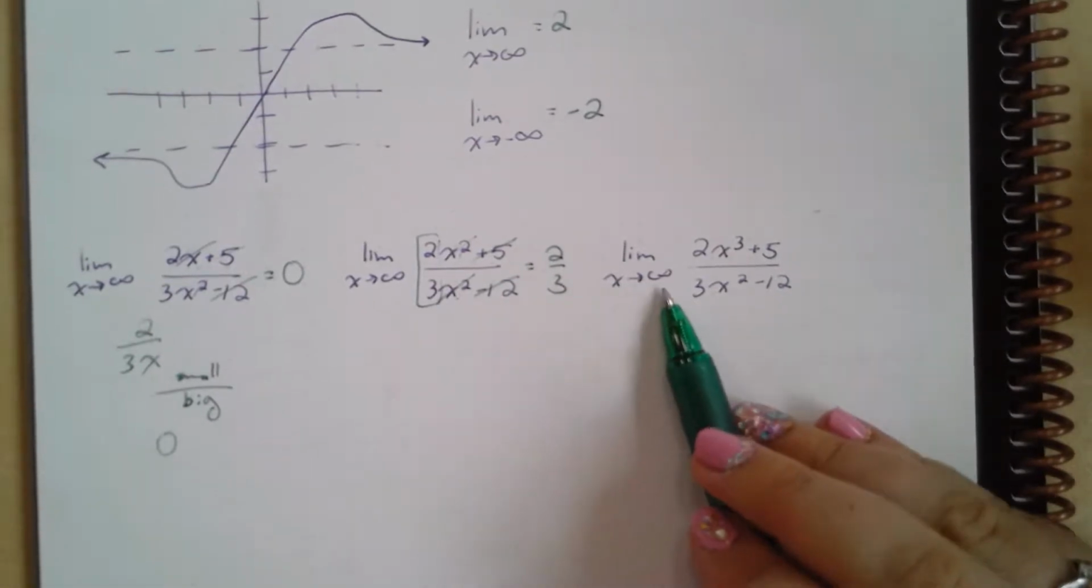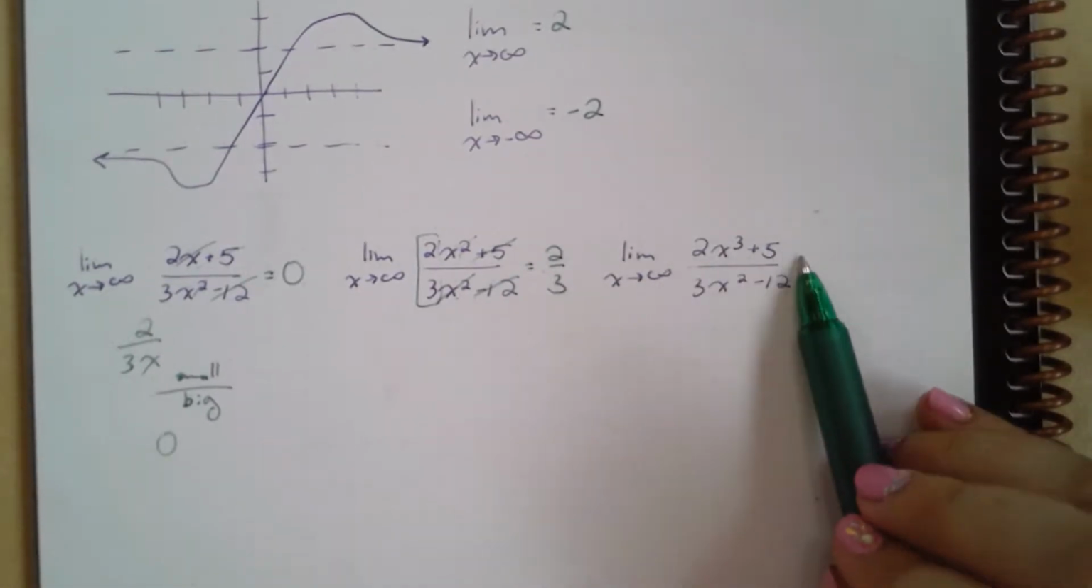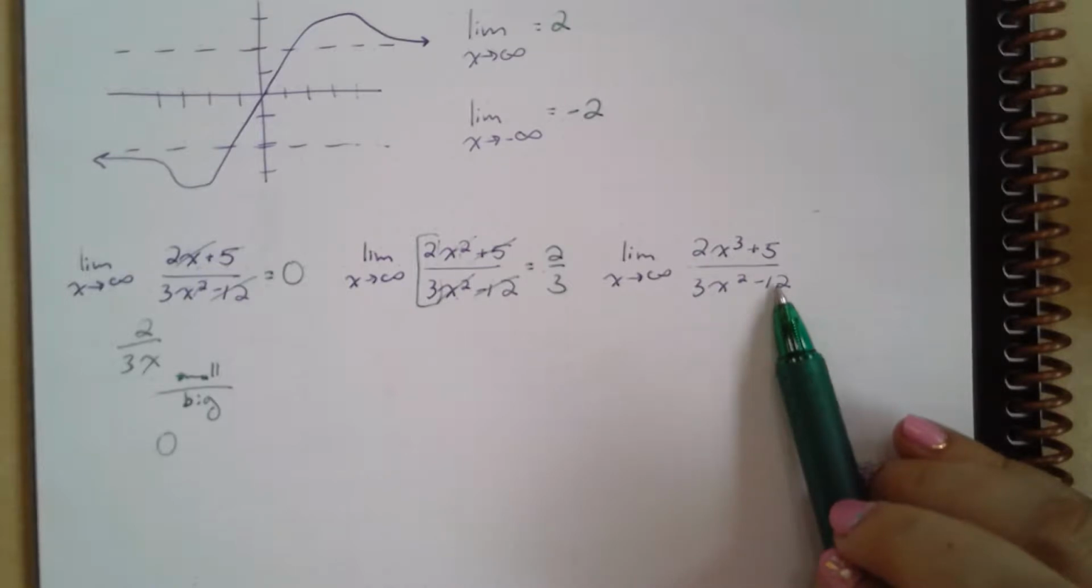Limit as x goes to infinity, we have 2x cubed plus 5 over 3x squared minus 12.